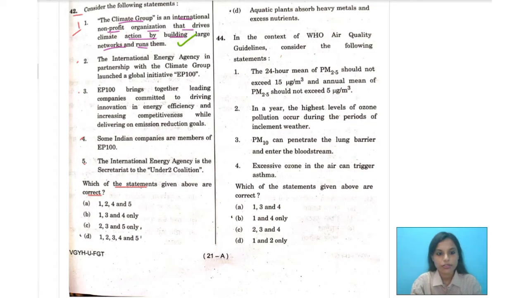Let's move over to statement number 2. Statement number 2 says the International Energy Agency, in partnership with the Climate Group, launched a global initiative that is EP100. Now, what is this EP100? EP100 is a global initiative which is led by the international non-profit Climate Group, bringing together over 120 energy smart businesses committed to measuring and reporting on energy efficiency.